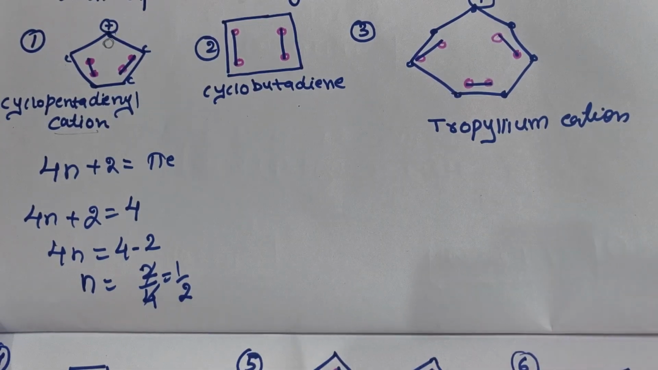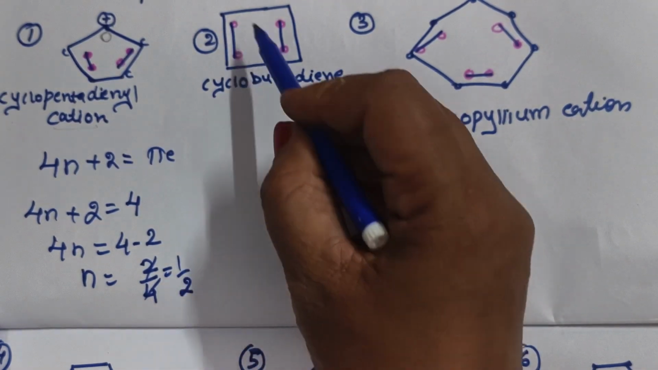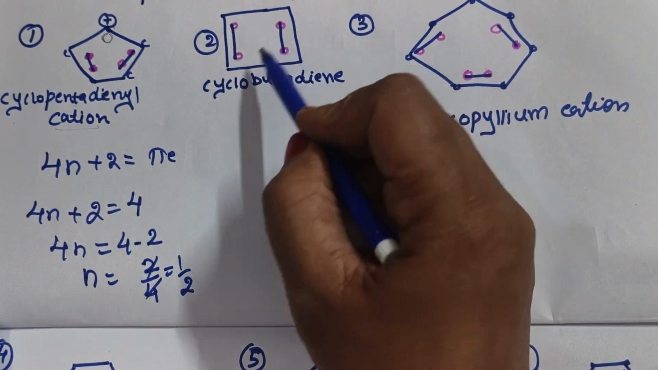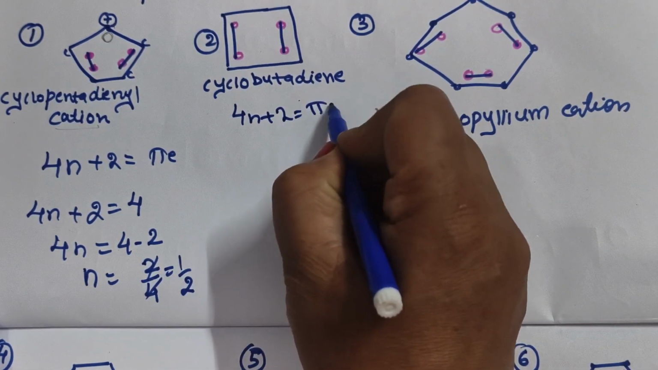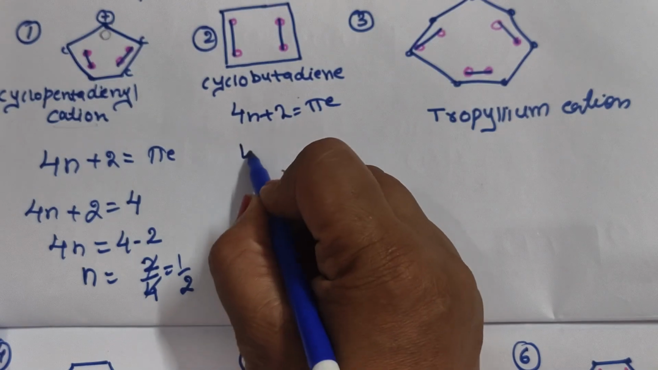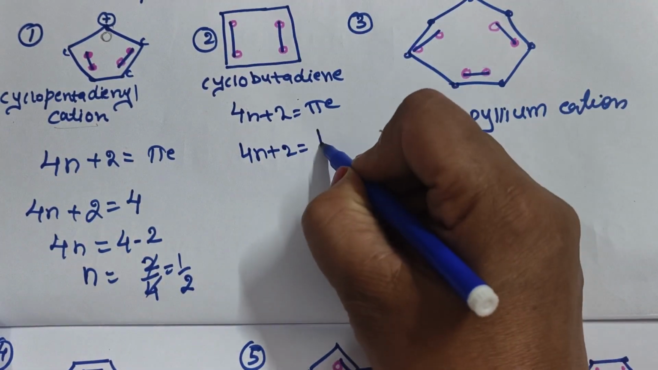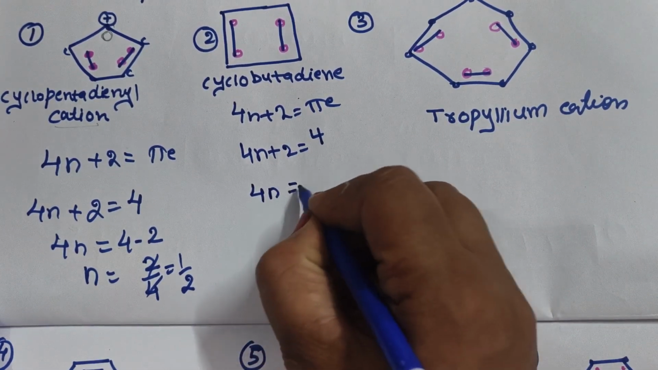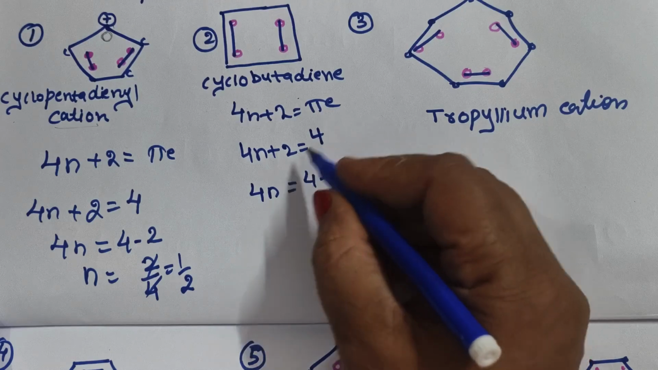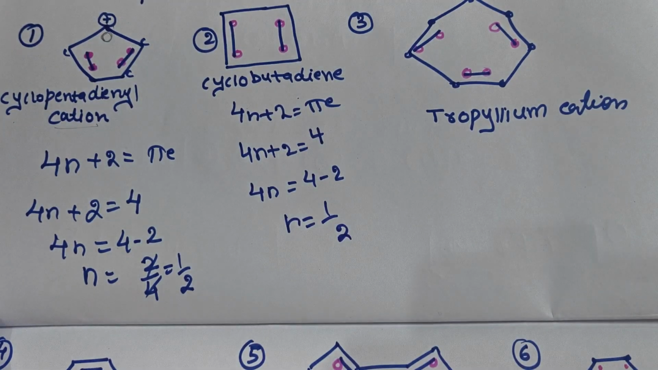Now let us talk about our second compound. Again, in this example you can see it is cyclobutadiene. You can see two double bonds. When we write 4n plus 2 equals the pi electrons, how many electrons are there? 1, 2, 3, 4. So there are 4 pi electrons. Then we solve it, and the same result, 1 by 2, comes here too. So this compound is also not obeying Huckel's rule, hence it is also not an aromatic compound.